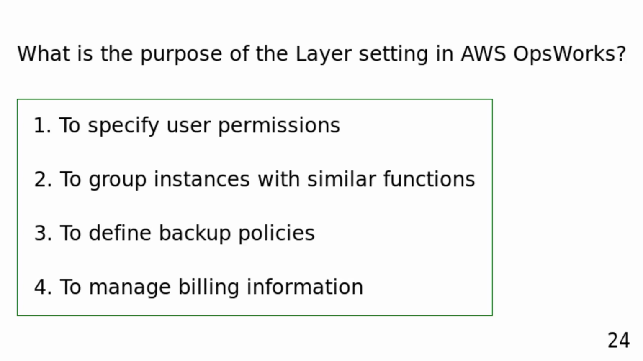What is the purpose of the layer setting in AWS OpsWorks? To specify user permissions. To group instances with similar functions. To define backup policies. To manage billing information.